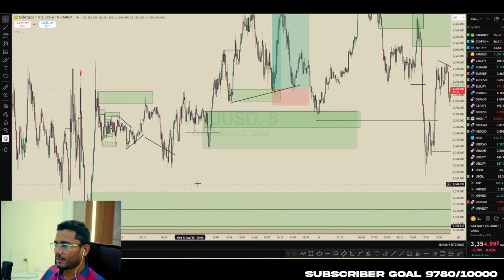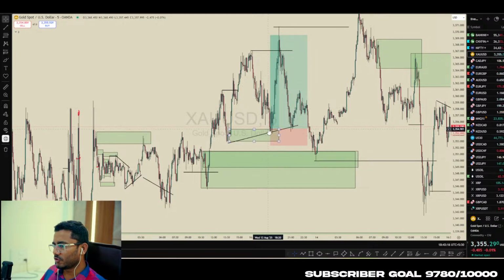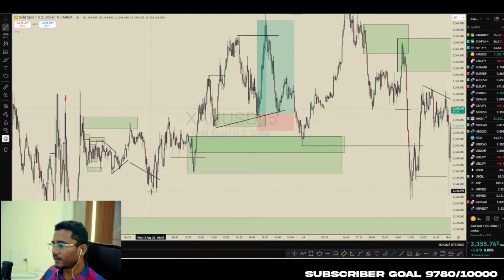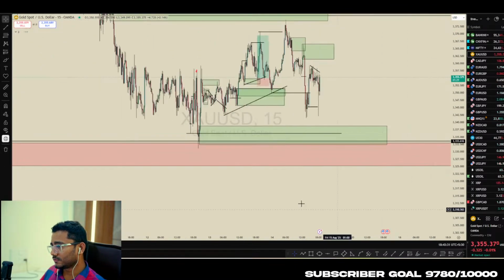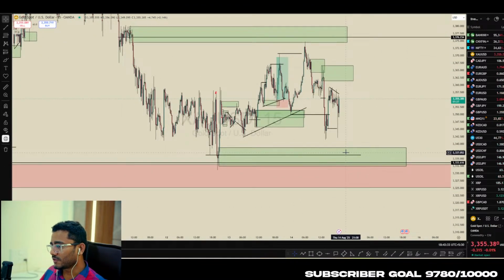You can see, price tapped this order block, went to the upside, and took profit. Price came again, created this trend line liquidity, and took profit. Now it created more liquidity. So we want price to do the same thing. We want price to tap our order block.